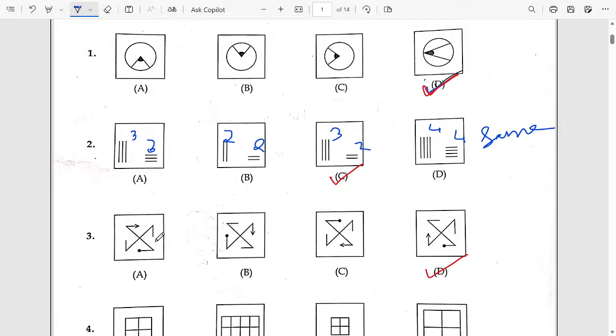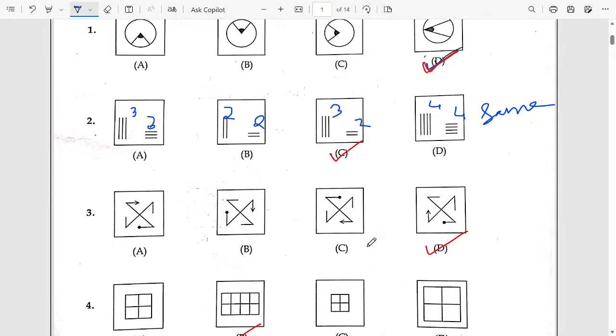Now for the third question, you can see the arrow and the dot are on opposite sides in the others, but here one is behind the other. So the correct answer for the third one is option D.